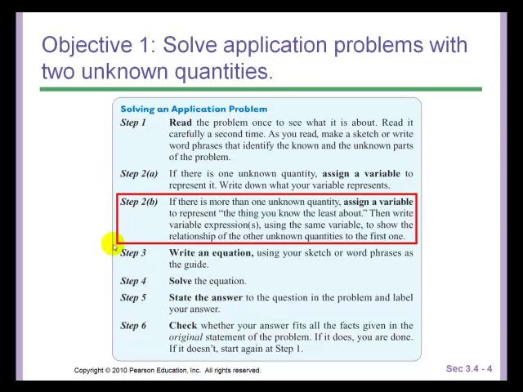Today we are going to focus on part B of Step 2. Namely, if there is more than one unknown quantity, assign a variable to represent the thing you know the least about. Then write variable expressions using the same variable to show the relationship of the other unknown quantities to the first one. As you move up in mathematics, you will start using multiple variables. But at this point in time, we only know how to solve equations that have one letter, all the same letter. So when you're writing your equations and your expressions, you have to use the same variable for everything.